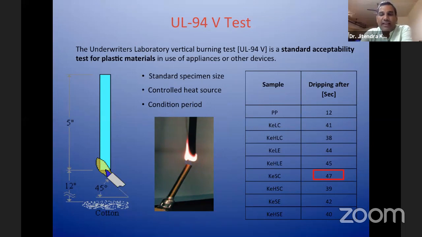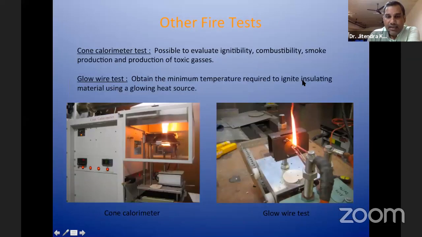So there are various criteria for our various samples, if you are using various samples like polypropylene and some other types of composite. For the flammability test, you burn it from the bottom and see how much time it will take to burn that particular material. That is a standard acceptability test for plastic material. Other flammability or fire tests for composite material are the cone calorimeter or the glow wire test.